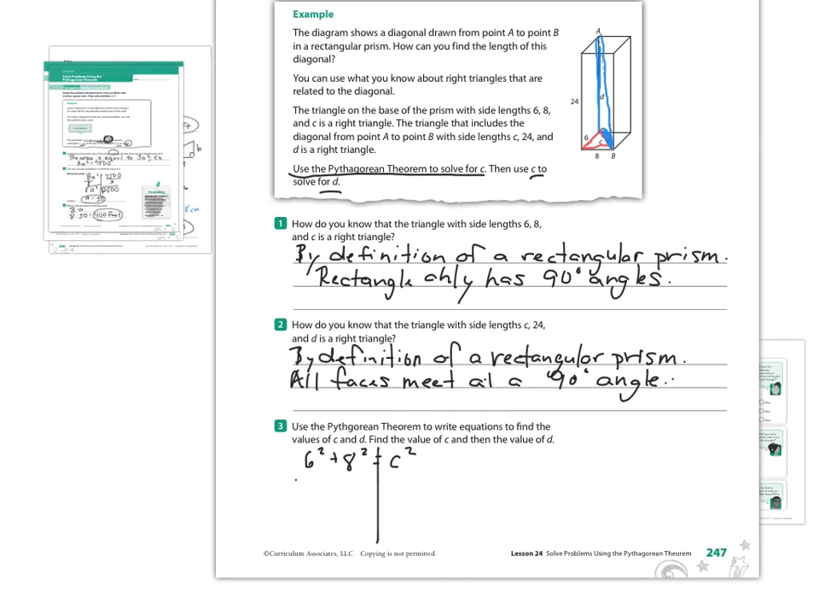Evaluating and solving, 36 plus 64 is equal to C squared. Those added together is equal to 100. To solve for C, we have to find the inverse of squaring, which means we find the square root, which leaves me with C equal to 10. Now find the value of D. Well, if we look at D, and it's hard for me to write it up there, we now know the length of that side labeled C is 10.